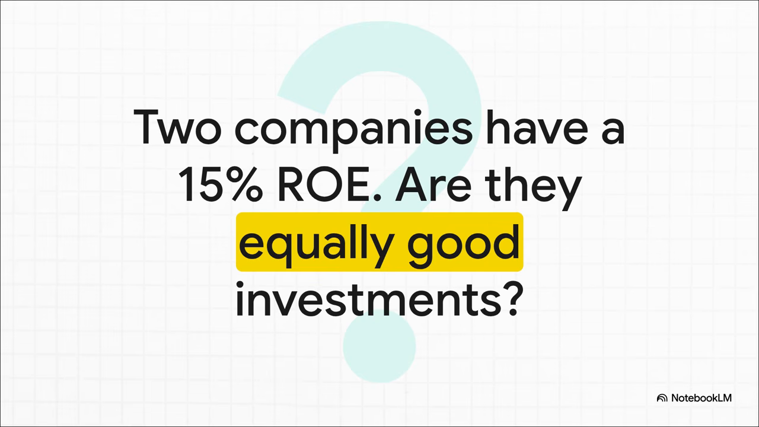Imagine you're looking at two different companies, and they both have a 15% return on equity, or ROE. Now, on the surface, they look equally good, right? But are they? That's the exact question we're going to answer today. Because as you're about to see, a single number almost never tells you the whole story.